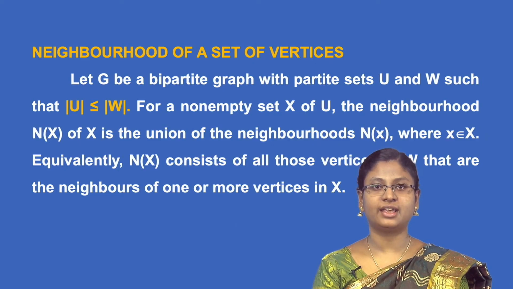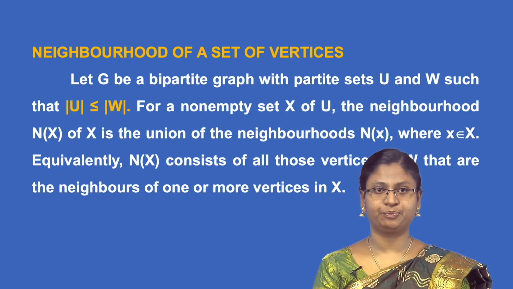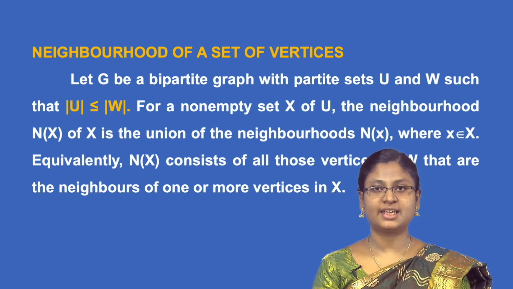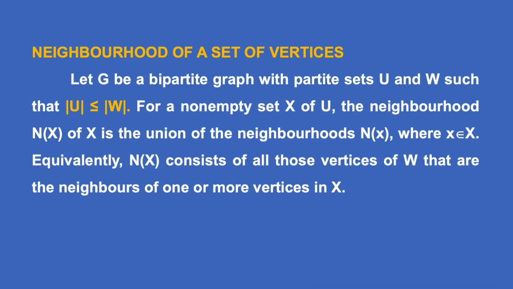So, the definition says, let G be a bipartite graph with partite sets U and W such that cardinality of U is less than or equal to cardinality of W. For a non-empty set X of U, the neighborhood N of X is the union of the neighborhoods N of x where each x belongs to capital X. Equivalently, N of capital X consists of all those vertices of W that are the neighbors of one or more vertices in X.